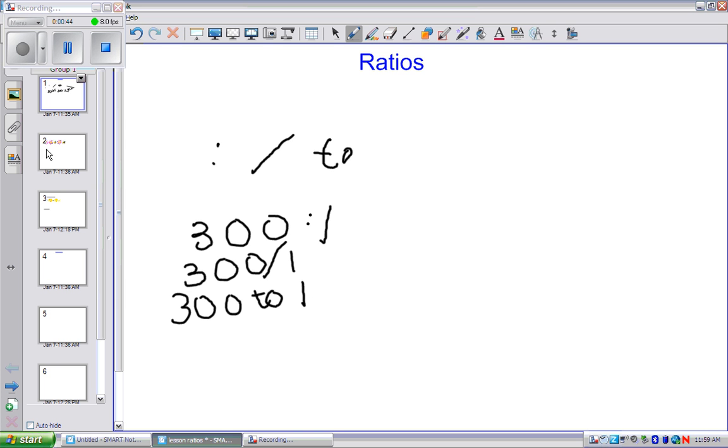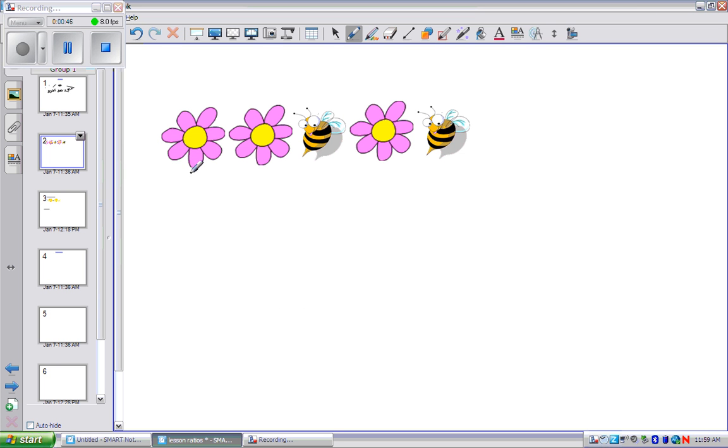Let's try it out. Here's 3 flowers and 2 bees. What is the ratio of flowers to bees? 3 to 2. There are 1, 2, 3 flowers and 1, 2 bees. That's how we got 3 to 2.